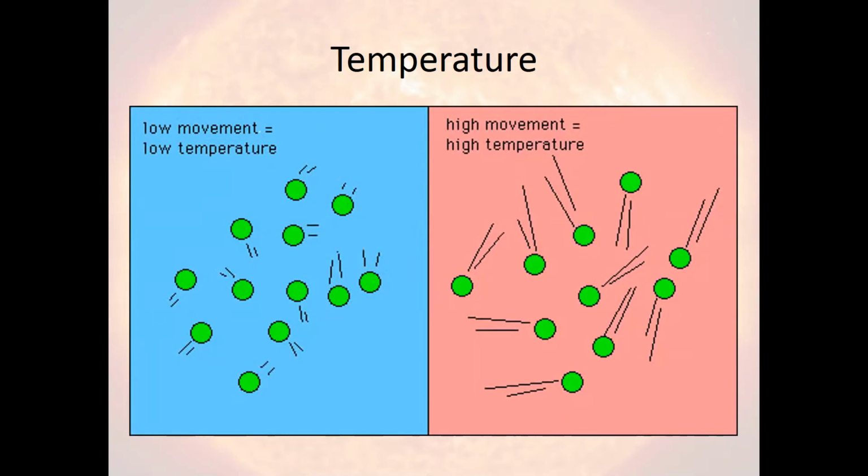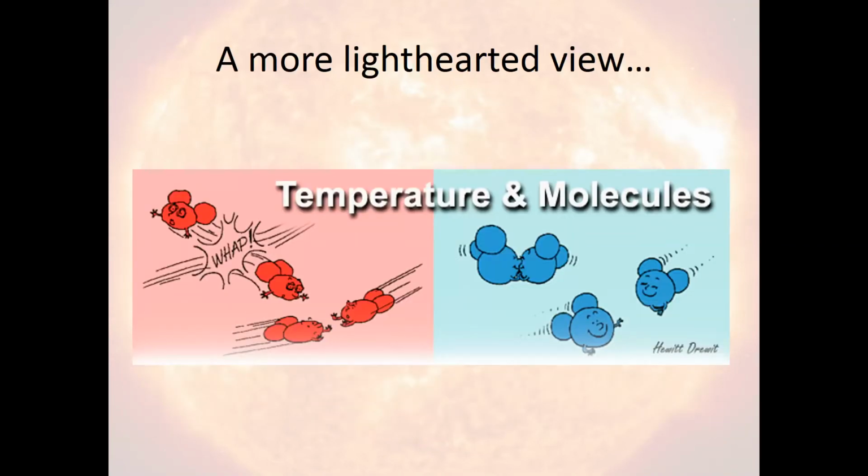So, just a quick review. Cold objects have low movement. Warm objects have very fast movement of molecules. Or, a more lighthearted view, you have these different water molecules. And when temperatures are hot, they're bouncing off of each other, they're running into each other. On the other hand, if the temperatures are really cold, they are slowly moving by each other, saying hi to each other.